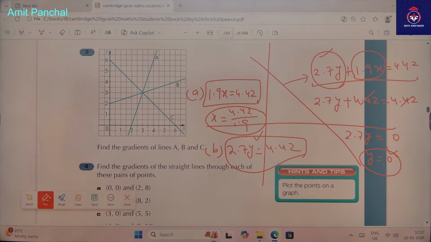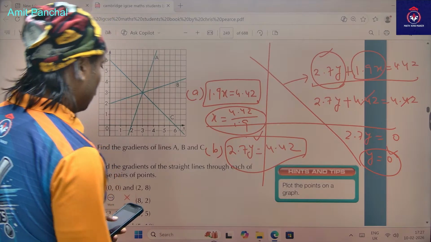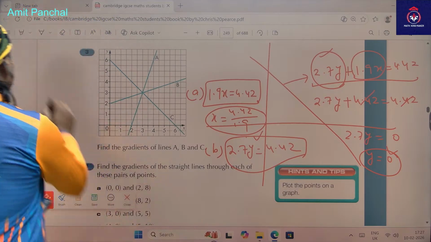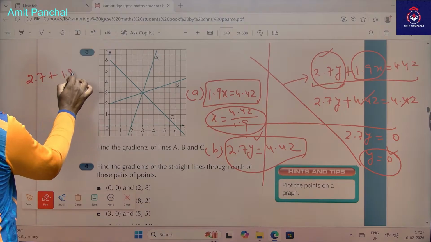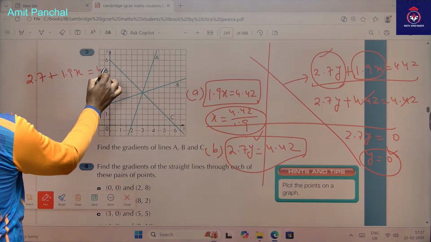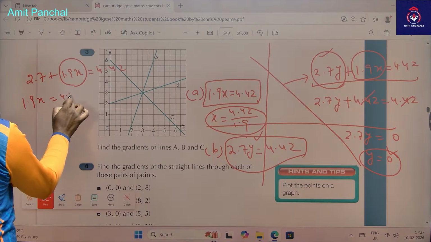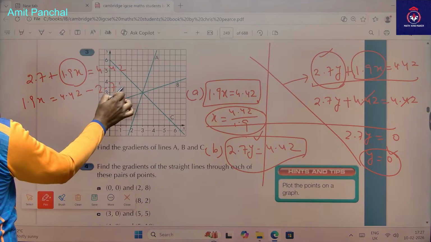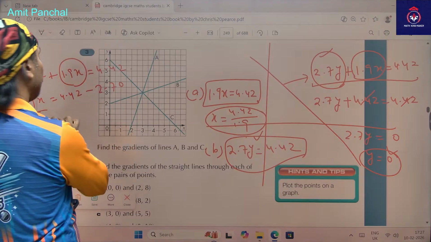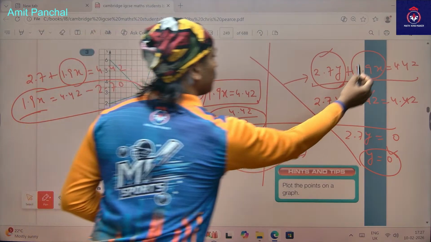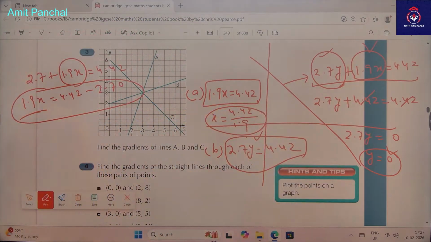Third one, you will replace 1.9x. It's 2.7y plus 1.9x equals 4.42. So you just replace 1.9x. 1.9x equals 4.42 minus 2.7. Whatever it is, just replace this 1.9x into this, so you will get the value of y. Okay? Once you get the value of y, you will get a graph and you see where x is, right? Yes. Match. Yes. Got it.